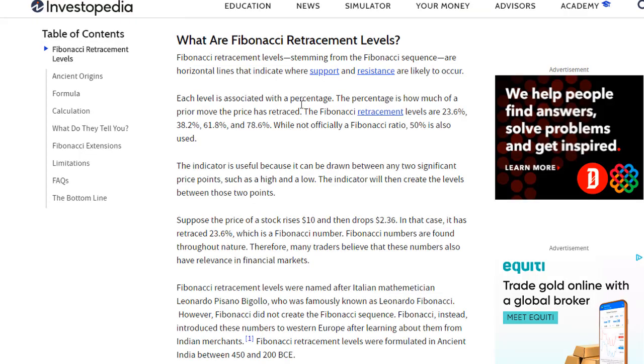What's a Fibonacci retracement? According to the definition, the Fibonacci retracement levels come from the Fibonacci sequence. If you are familiar with mathematics, you will know a little bit about the Fibonacci, but essentially it is something that occurs in nature, a sequence that you can see not just in trading. The retracement levels are 23.6%, 38.2%, 61.8% and 78.6%. Officially 50% is not a ratio, but it is also widely used.